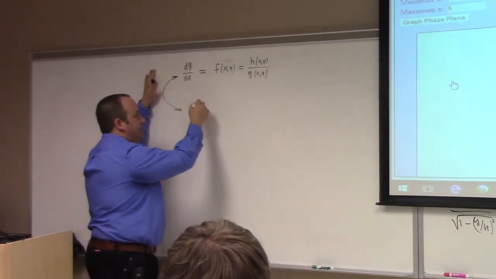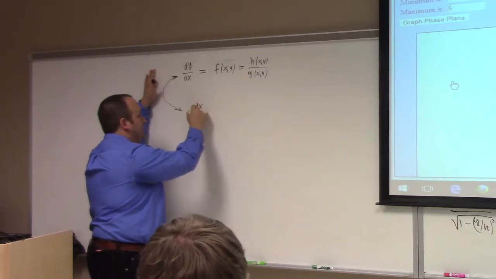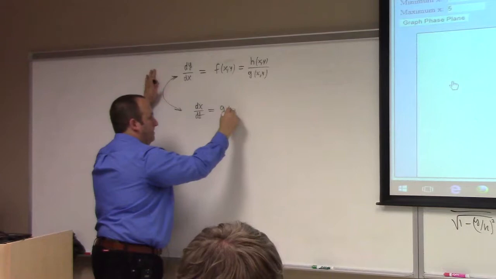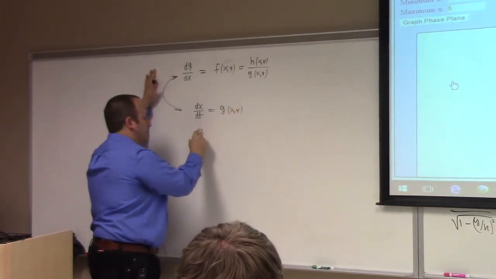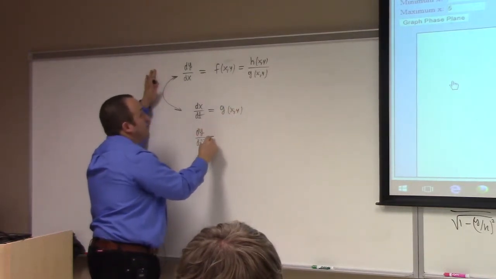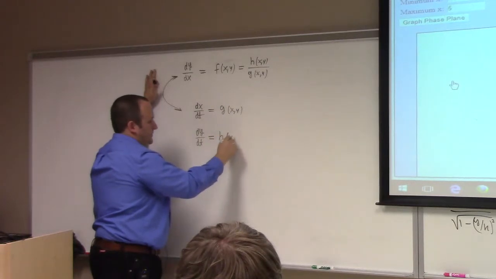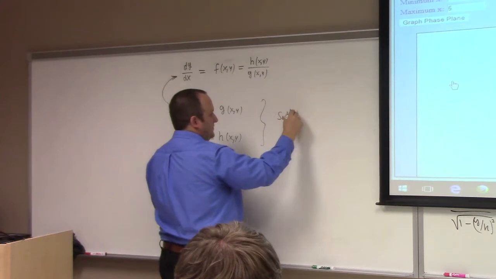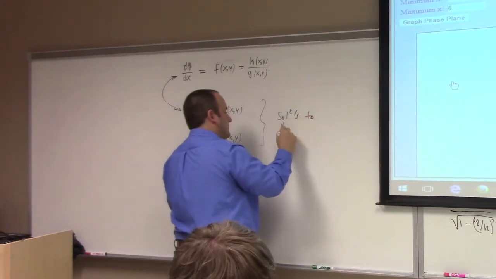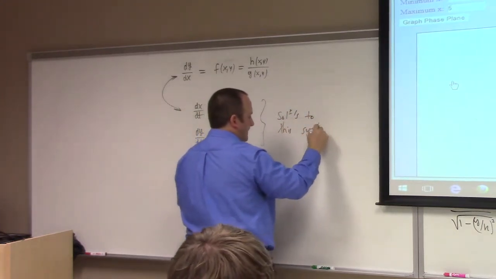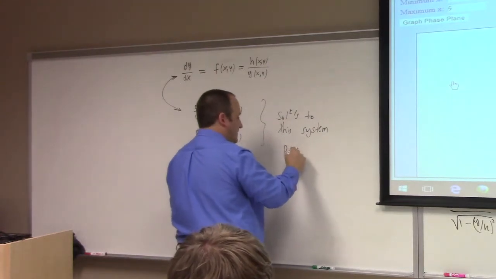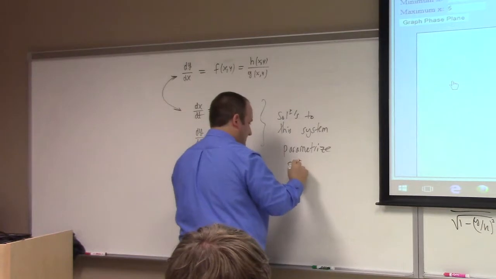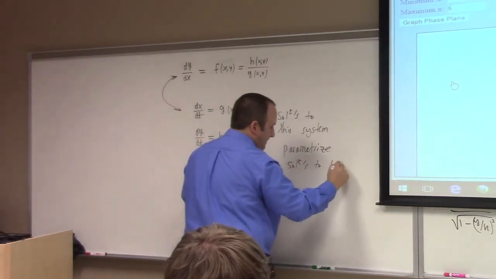Now, we're adding something there, but basically dx/dt equals g, and dy/dt equals h. I mean, this much I can say. Solutions to this system parameterize solutions to star.